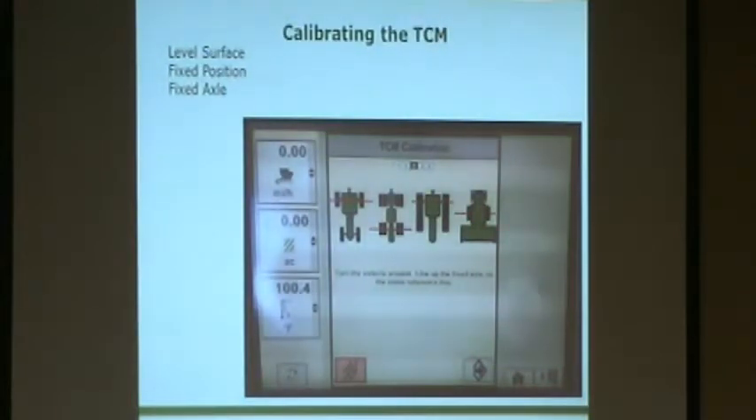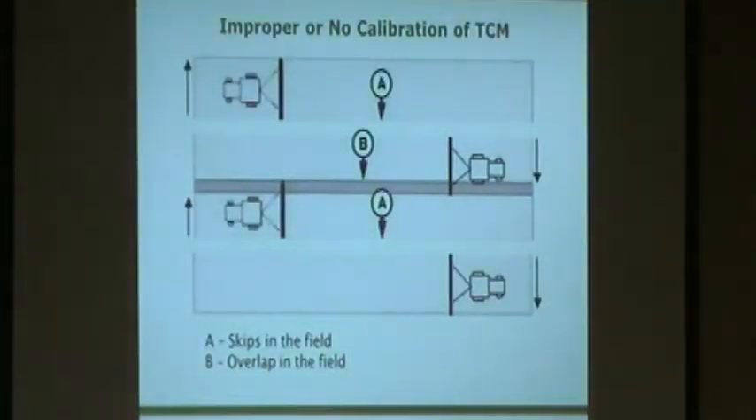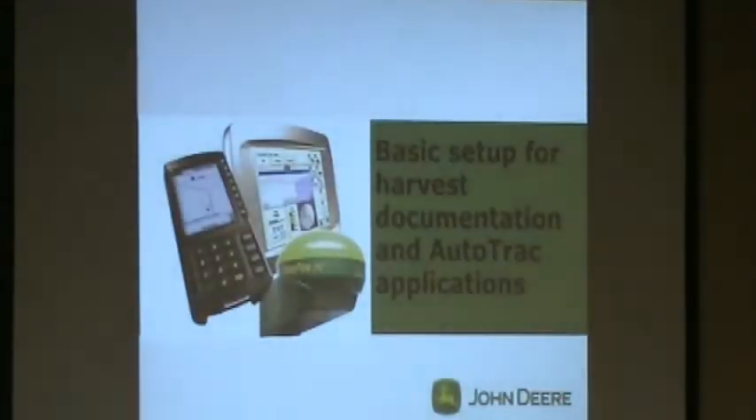Okay, so you get in there, you line it up with the fixed axle with a fixed position, press calibrate, turn the vehicle around, which you do have to do now with the new update that's coming. You have to turn it around. You just can't press calibrate twice without turning around. So you turn around, line it up again with that fixed position that you had outside the vehicle, and then you calibrate it again. If you do not calibrate the TCM or it's improper, if you're on a slope or something, and you're mapping, you're going to see skips in the field, and you're also going to see overlaps as well, as demonstrated here.